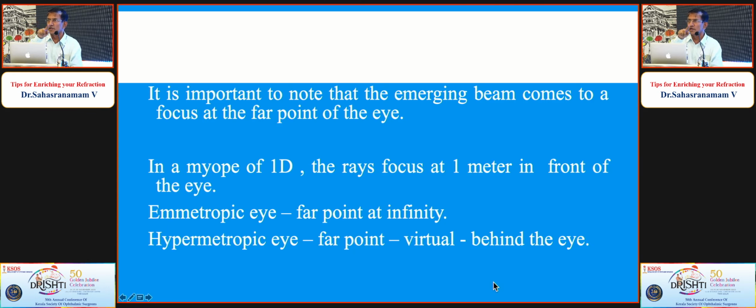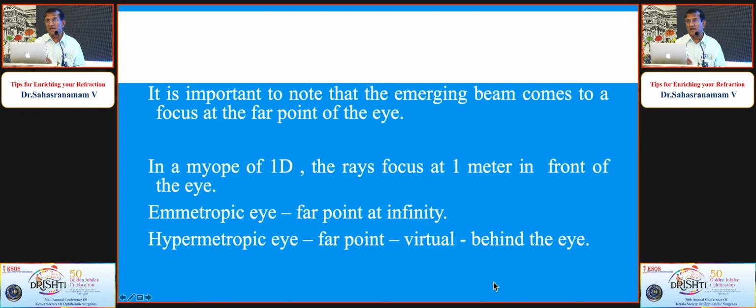So what will you do in the cross? You write 0, 0, right? Because utterly it is neutralized. Because the patient is already myopic to the extent of -1 diopter. So from the 0, 0, you put -1, the patient's refractive error is -1. That is what it means, right? So we will see the other things also.